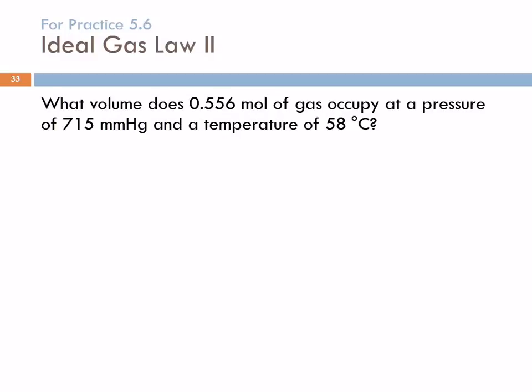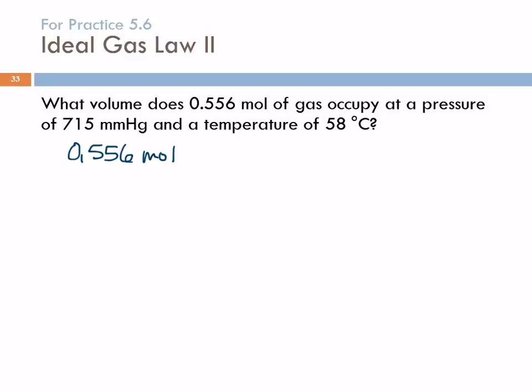Okay, let's do another one. What volume does 0.556 moles of gas occupy at a pressure of 715 millimeters of mercury and a temperature of 58 degrees Celsius? Okay, so now I'm going to pretend that I've gotten the hang of this, and I recognize I don't need to make a table. There's one amount of moles, there's one pressure, and there's one temperature. I don't have changing stuff. So I am going to have to pay attention to some units, but I'm just going to take these numbers down and write them and label them.